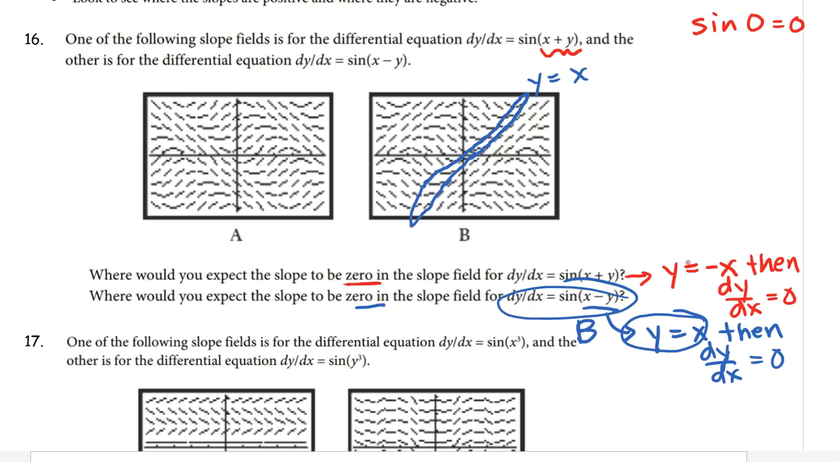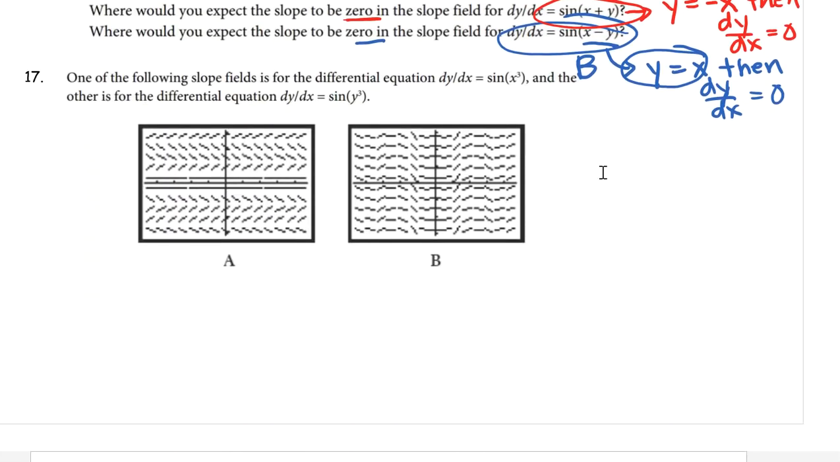And the one that I wrote in red here, when y is equal to negative x, let's see if you can see some horizontal tangents here. Again, it all depends on the resolution and scale of the slope field, but I think we see what would be horizontal tangents there on our line y equals negative x. So slope field A would match this differential equation.